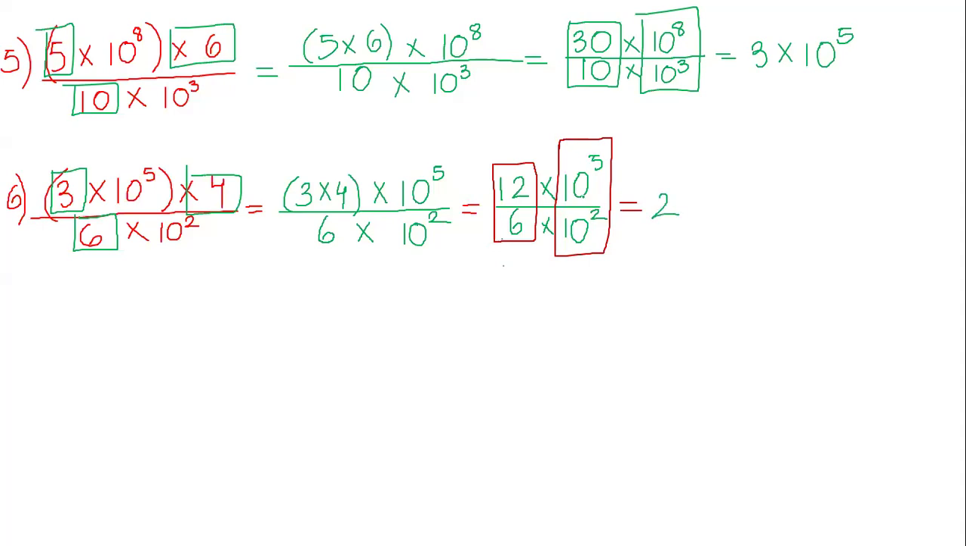What are we going to do with the 10 to the 5 and 10 squared? It'd be 10, subtract the exponent, 10 to the power of 5 minus 2, which means it's going to be equal to 2 times 10 to the power of 3. 2 times 10 to the power of what? 3. Very good. Do y'all understand this? Let me know, please, if y'all understand this. Yes, sir.